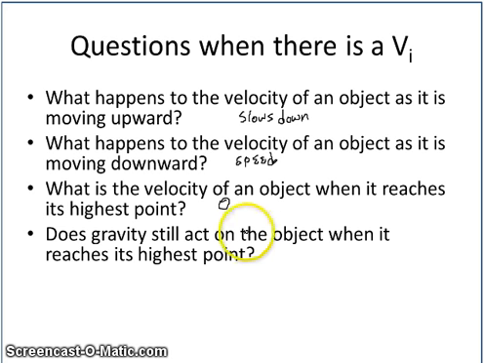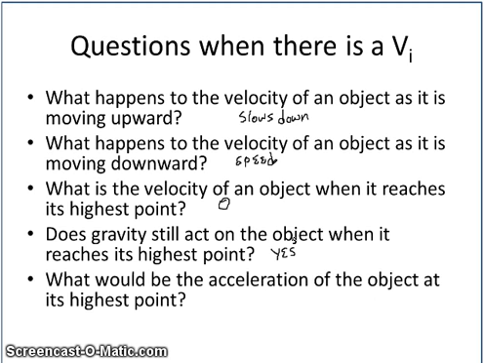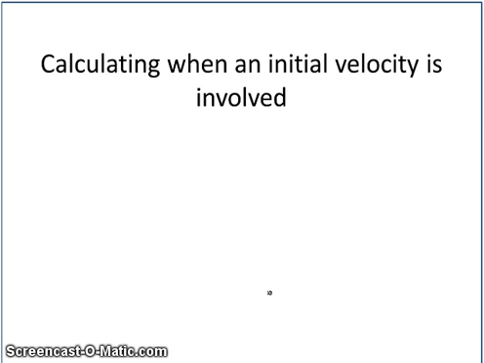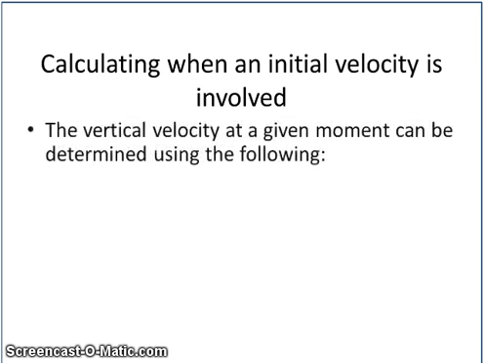Does gravity still act on the object when it reaches the highest point? This is a tough question. Pay attention. Yes. Gravity is always acting on an object, whether it's moving up or down or when it's at rest at its highest point. Always acting on it. And what is the acceleration during that time? Well, as you know, for something falling in gravity, it's negative 10 meters per second squared. That means the speed is changing by 10 meters per second every second, and the negative sign means it's in the downward direction. So when we calculate, we're going to use the same equations as before.